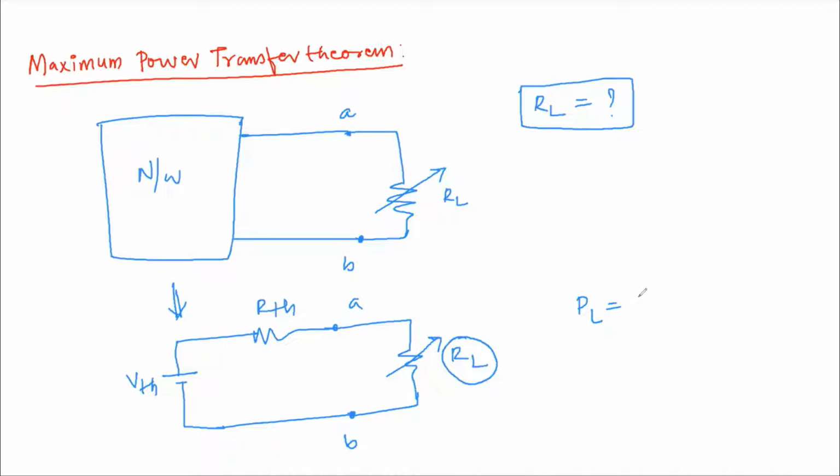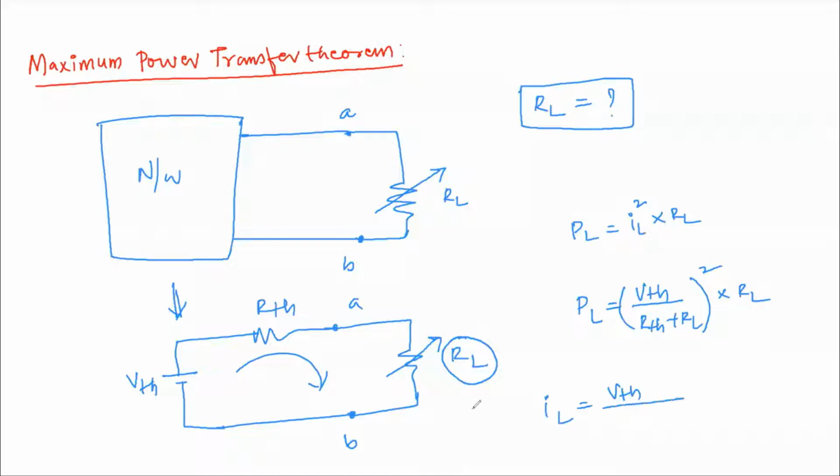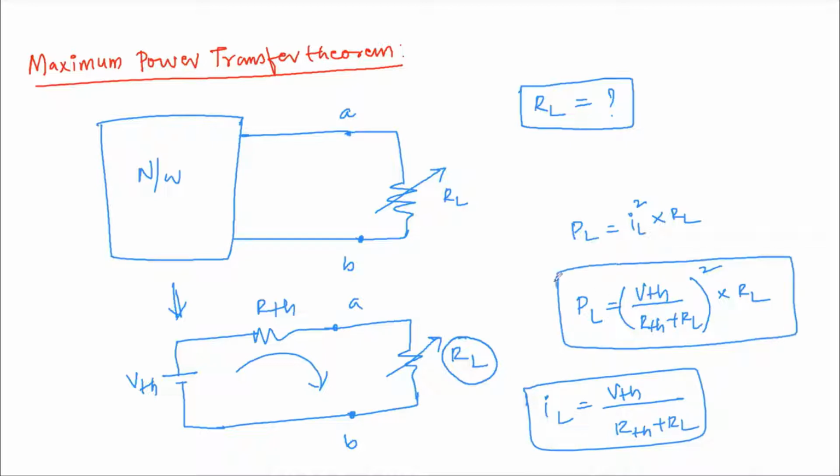VTH divided by (RTH plus RL) whole square into RL. That's it. Simple. PL is equal to IL square into RL. So what is IL? It is a simple circuit, only one current exists. IL is equal to VTH divided by total resistance plus RL. So this is the load power.